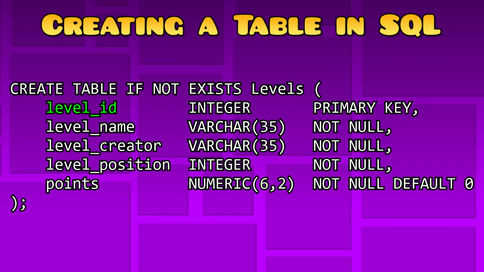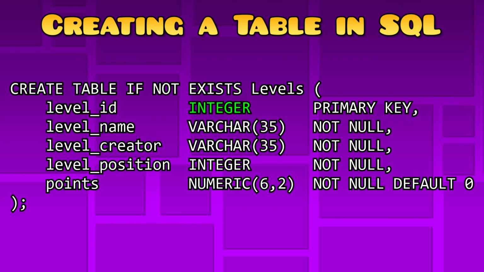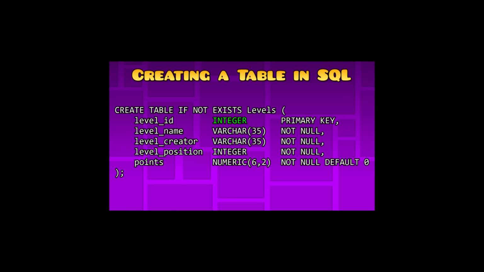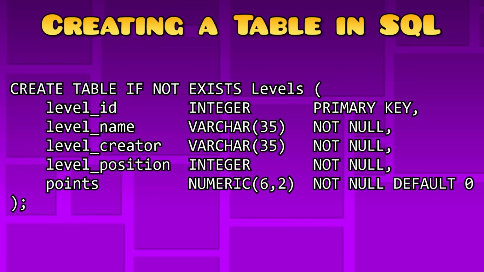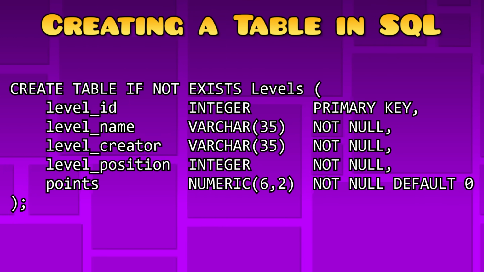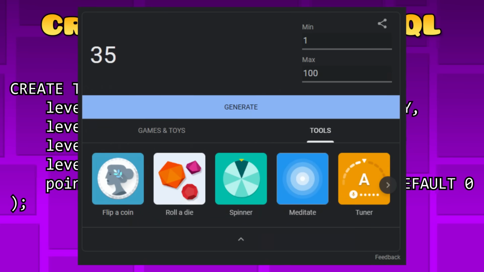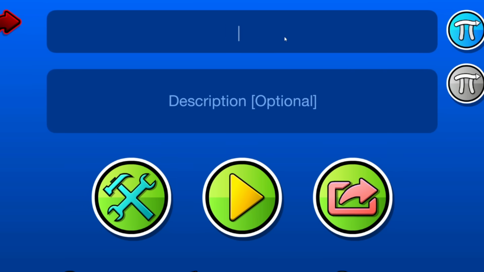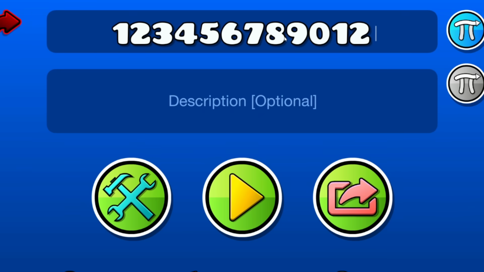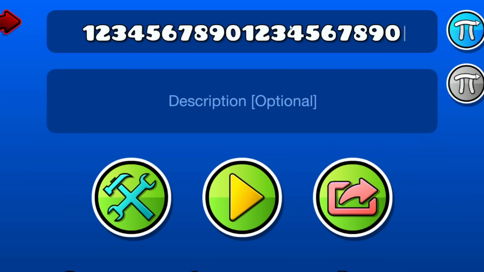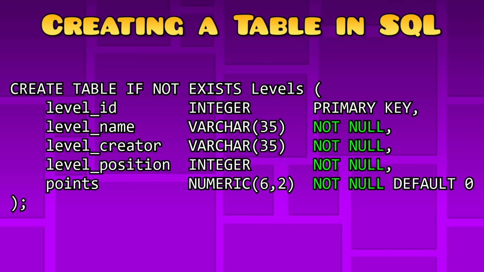Level ID, which is the primary key and is an integer, you know, a whole number. A level name, which can be any string with a max length of 35 characters. Note, I chose this number completely arbitrarily. Geometry level names are limited to 20 characters anyway, but I didn't bother to check that, so I just picked some larger number.